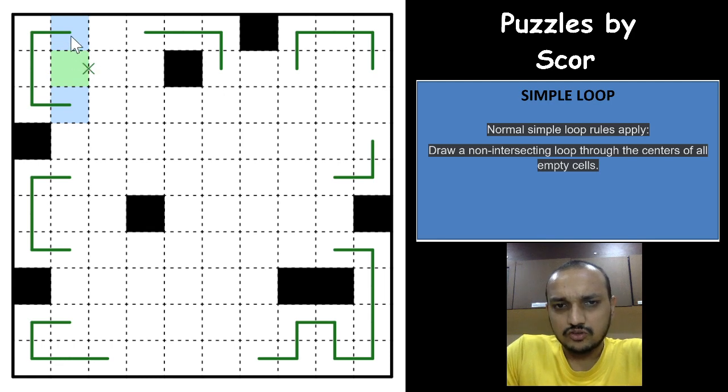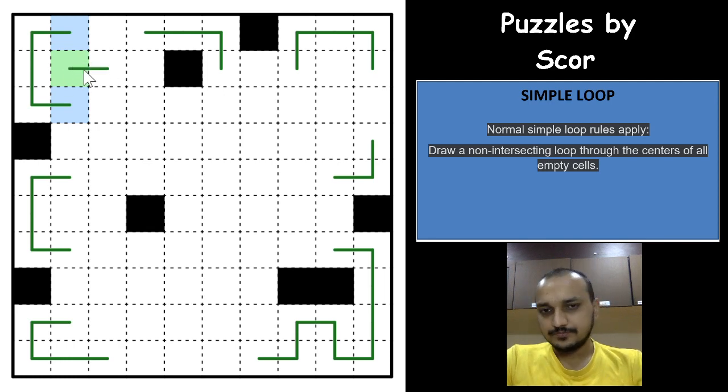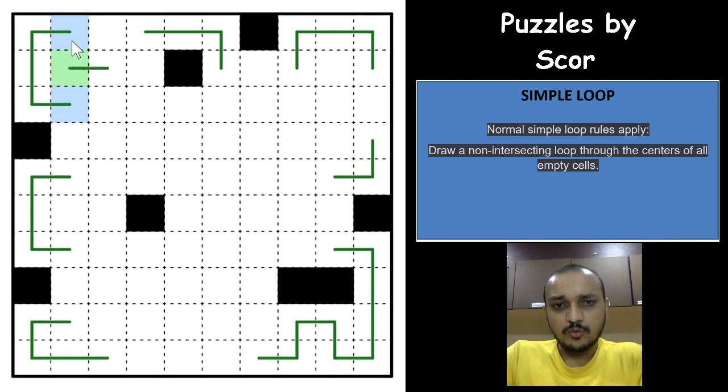The moment you have a cross here, both of these endpoints meet, which means that you will have a loop segment between these 2 points. Now the moment you do that, the colors change. These 2 cells become the blue cells and this becomes the green cell now.